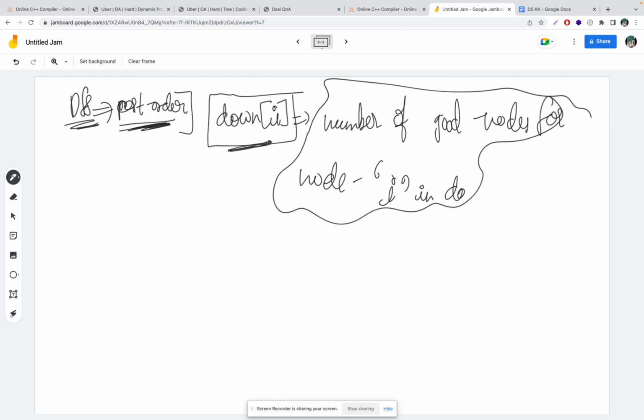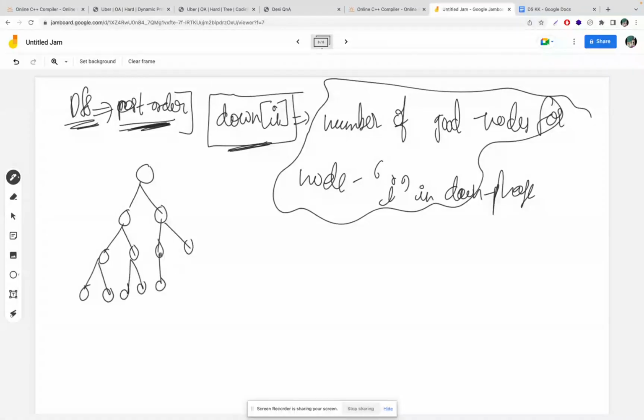Here I wrote down, so I will be talking about down. So guys, how will I calculate the number of good nodes? Let's just say I have this tree. I have a down array, this will be down of 1, 2, 3. This is 1, this is 2, this is 3. Let's just give any number: 4, 5, 6, 7, 8, 9, 10, 11, 12, 13, 14, 15.